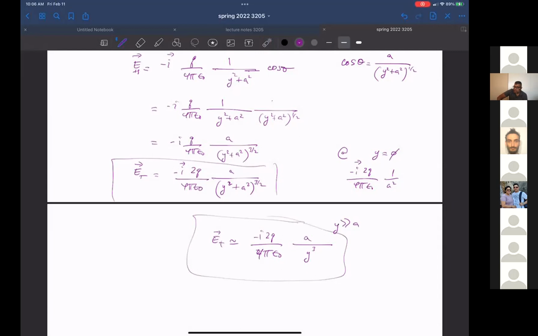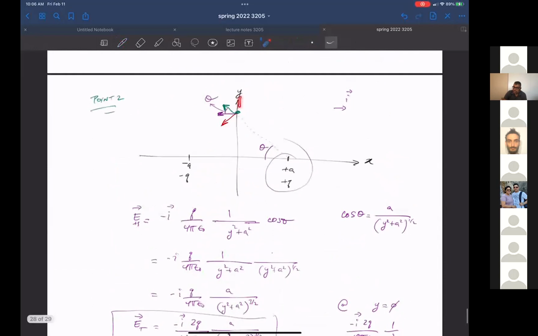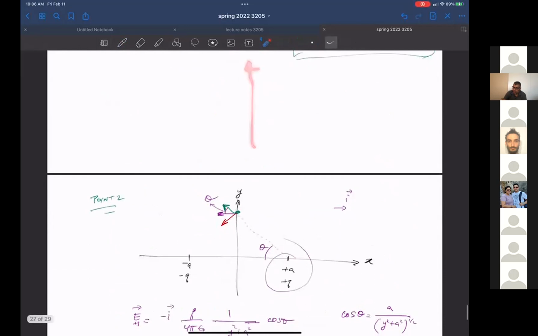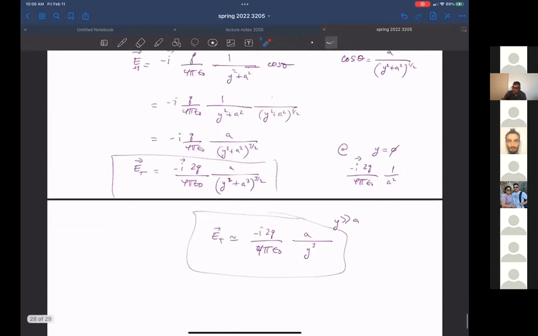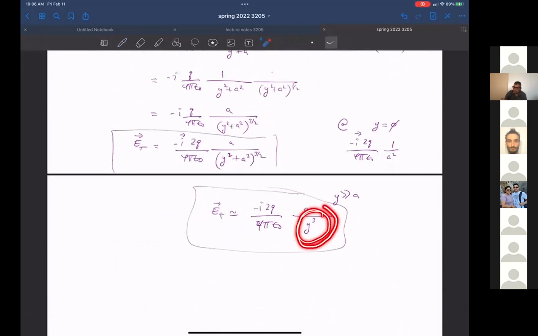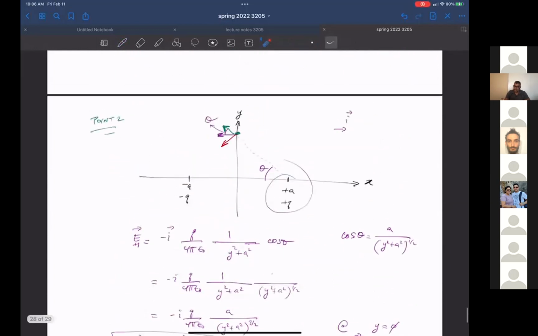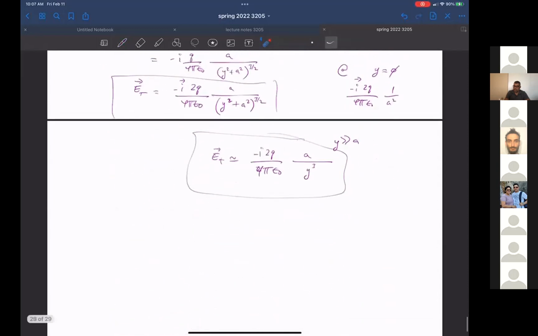So again, we see that if you are going far, you're just on this axis, far, far, far out here, away from these two guys, the electric field is dropping off as distance cubed. Because this negative charge here is further weakening this positive charge as you go up far away. So it's not dropping off as distance squared, it's dropping off as distance cubed.